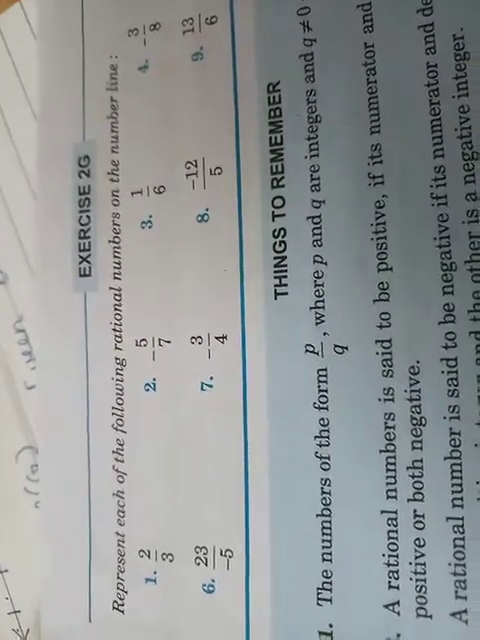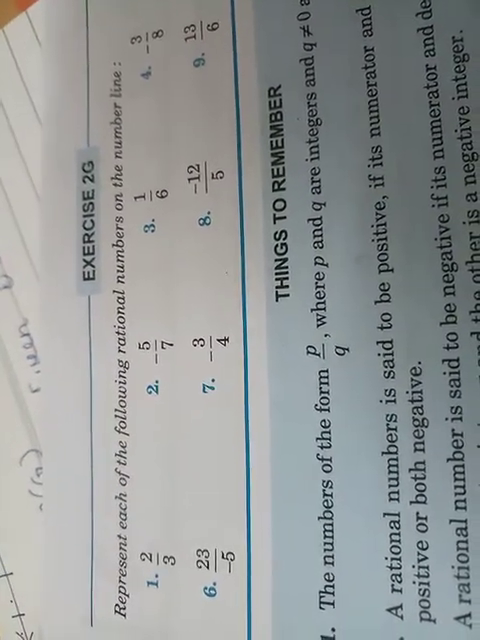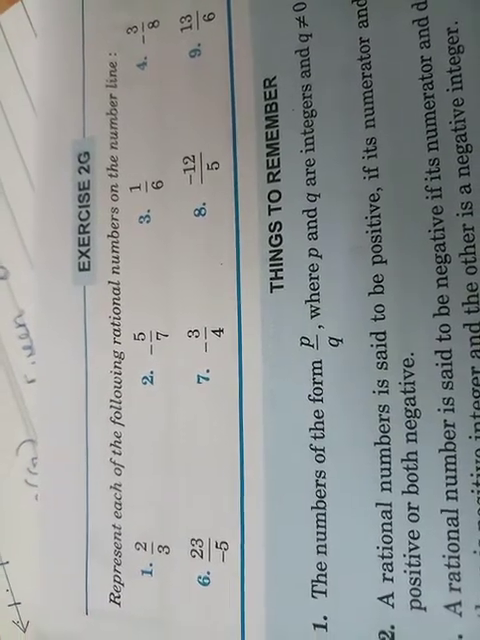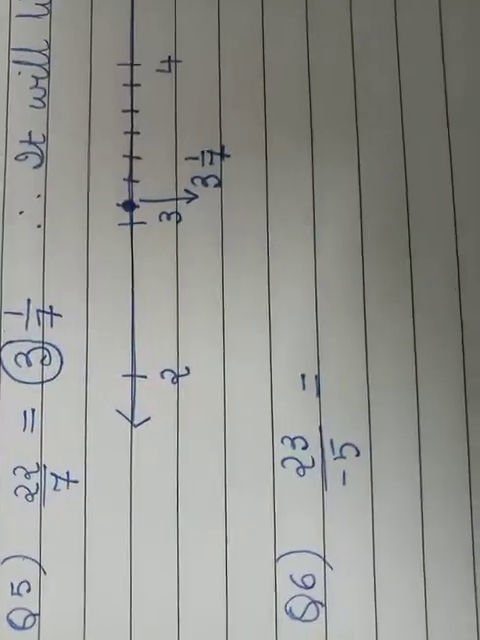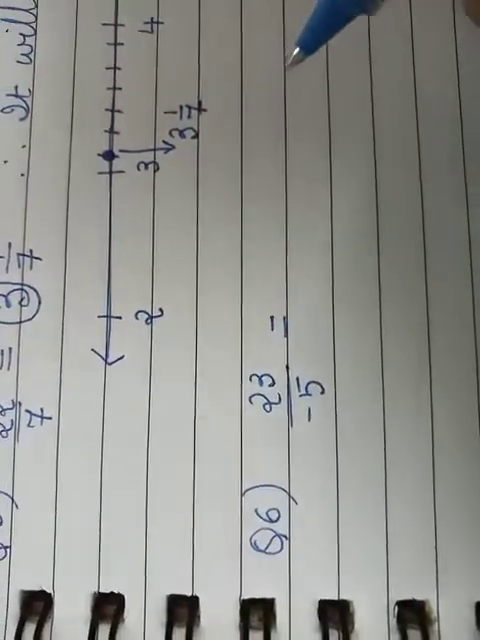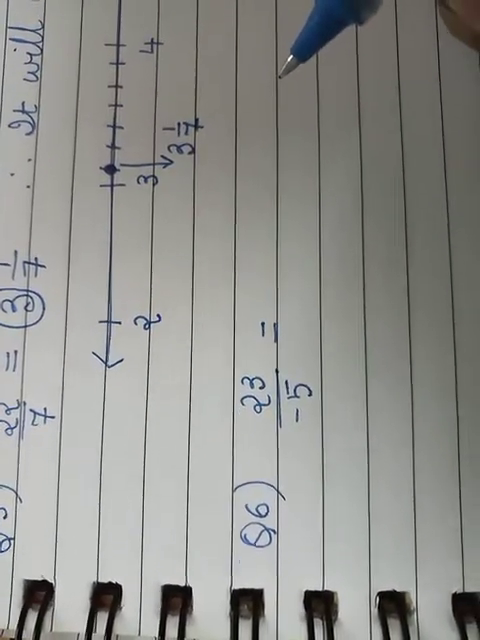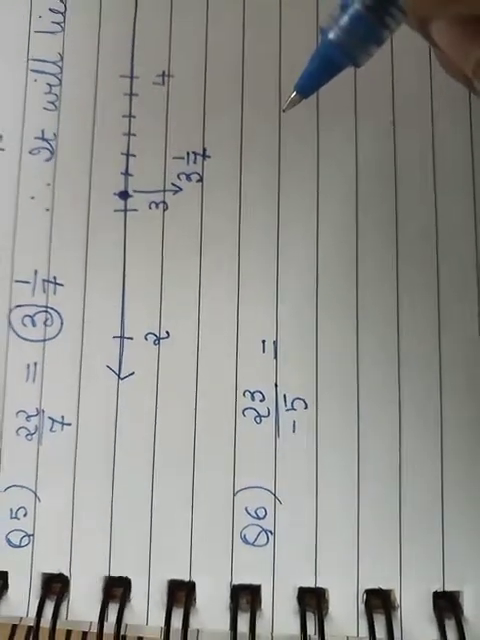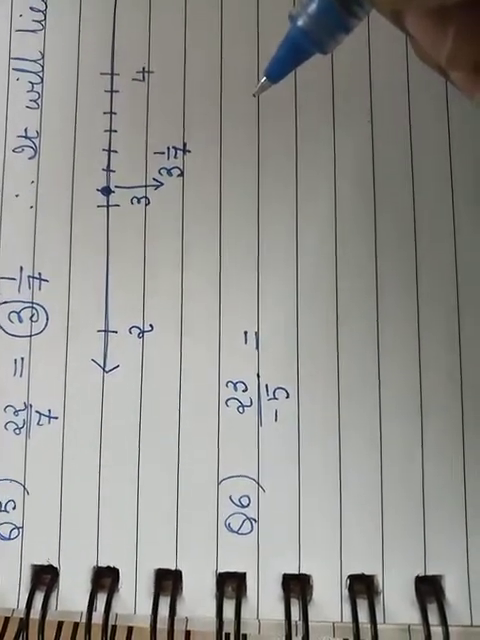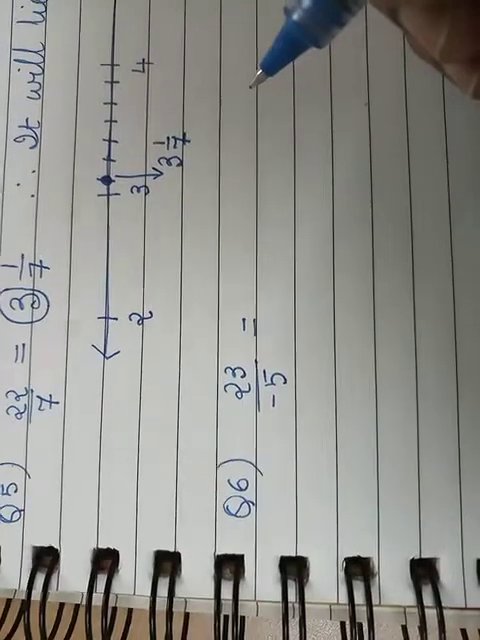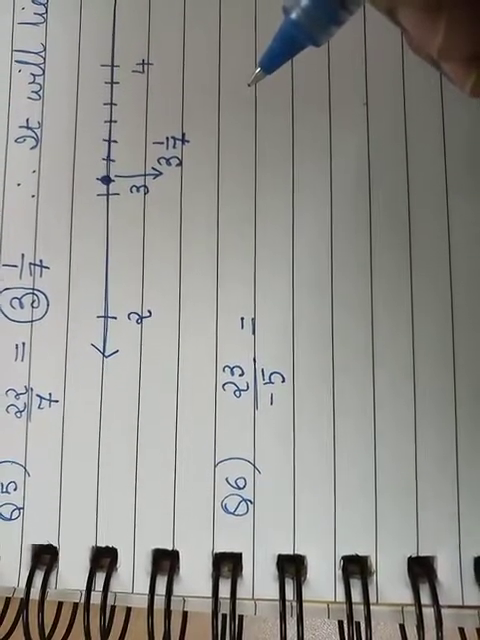Now I discuss question number 6. Question number 6 has 23 upon minus 5. As we see, there is a negative sign in the denominator, so it's not in standard form. So firstly, we remove this negative sign of the denominator. That means we convert it into standard form.